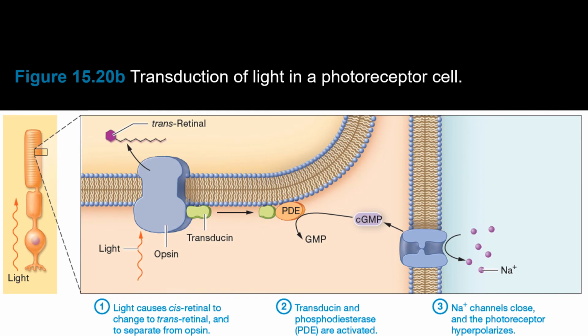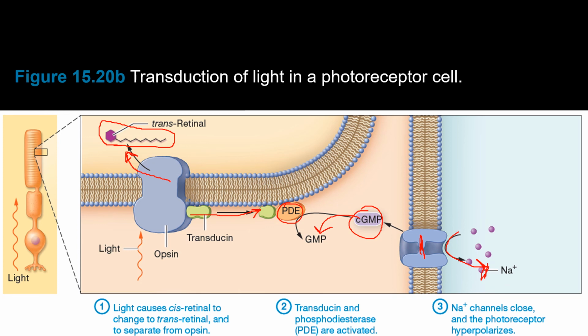So here you see what I'm talking about. Light has flown in and activated. So what has it done? Well, it's straightened that cisretinol into transretinol, and opsin has kicked it out. It said, get out of here, I don't like you anymore. Transducin gets kicked off and activated, and activates the PDE. PDE actually turns cGMP into regular GMP, and that unbinds it from these sodium channels. So now the sodium channels are closed, and they kick sodium back out. Get out of here, sodium. Who needs you? Salt, get out.